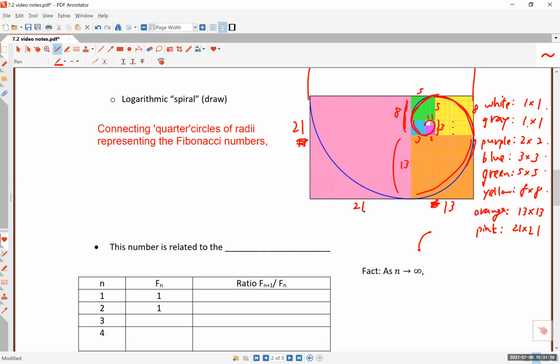Right. The next one will be how big? 13 plus 21. And that's going to be 34. So this will be a 34 by 34 square if you were to draw the next one. Right? But the point is, you keep connecting these with a quarter circle. This is this quarter circle of radius 21. And then you will see that this rectangle I just drew, this one here, what is that? It's 34 by 21. Okay, and it is becoming more and more like the Fibonacci numbers.